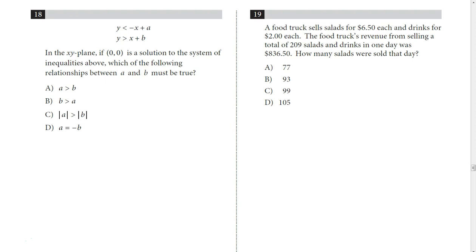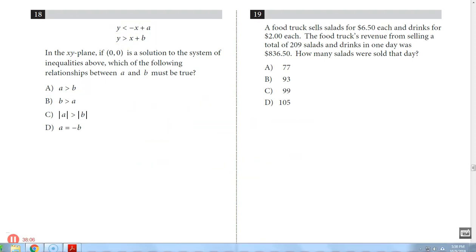All right, let's try number 19. Number 19 says a food truck sells salads for $6.50 each, so it's $6.50 times every salad, and it is $2 for every drink. So that's what the menu says. And the revenue, or the money that they bring in from selling a total of 209 salads and drinks. Now, it's not 209 salads and 209 drinks, but a total of 209 salads and drinks combined.